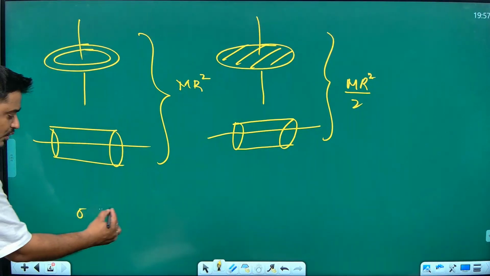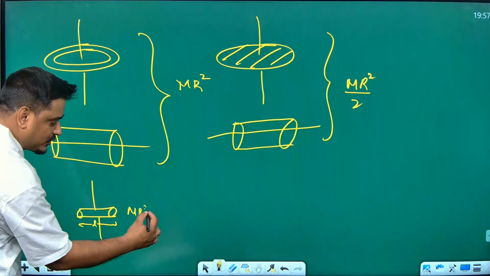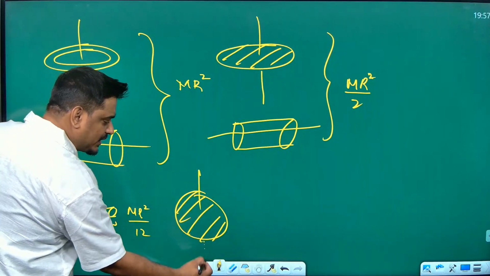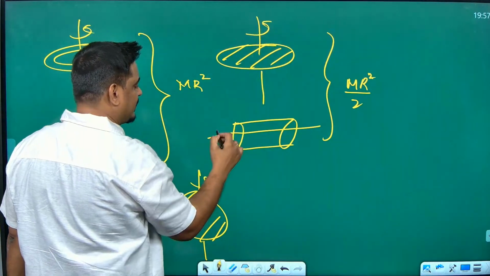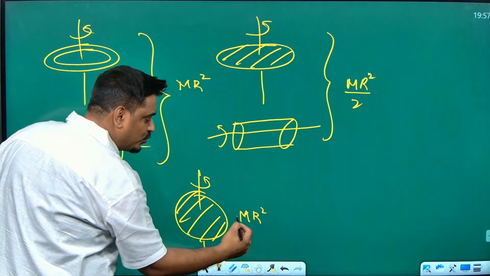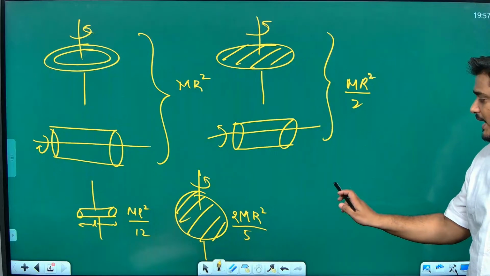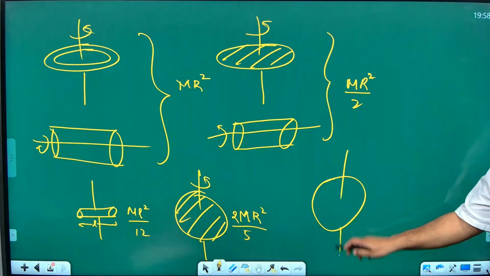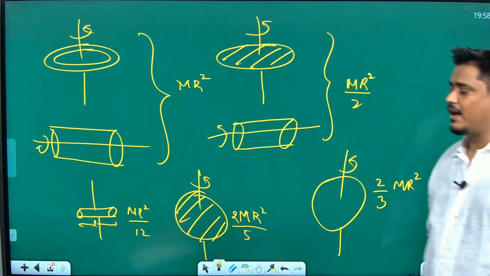If it is a rod and length is L, then it is ML square by 12, and if it is a solid sphere, you should always mention the rotational axis properly. If it is a solid sphere, then the moment of inertia is 2 MR square by 5. One more thing which is not there in NCERT book but may be required for you, can be the hollow sphere like football. So if it is a hollow sphere, then it is 2 by 3 MR square.